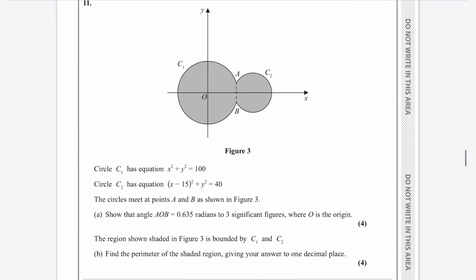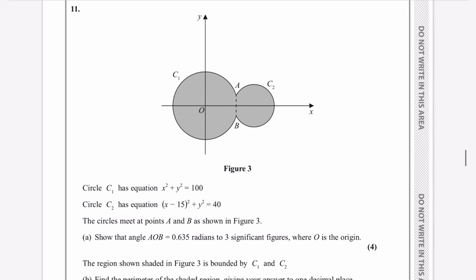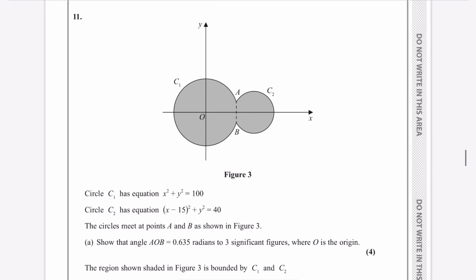Okay, question 11. A circles kind of question. It says we've got the equation of circle 1, which is x squared plus y squared equals 100. So we can clearly see it's centered here, and we know that the radius is 10, so I can immediately spot some of those things about it.